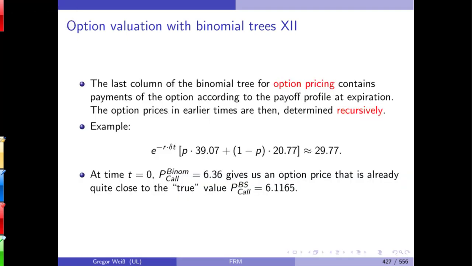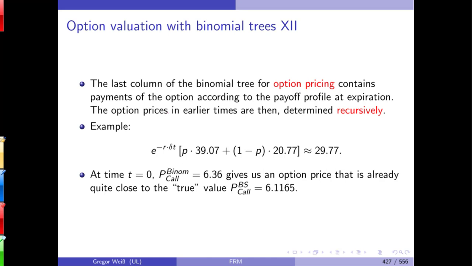Now, the last column of the binomial tree for option pricing contains payments of the option according to the payoff profile at expiration. And the option prices in earlier times are then determined recursively. You only take those prices, multiply them with this risk-neutral probability p and 1 minus p, discount it, and this will give you the option price 6.36.